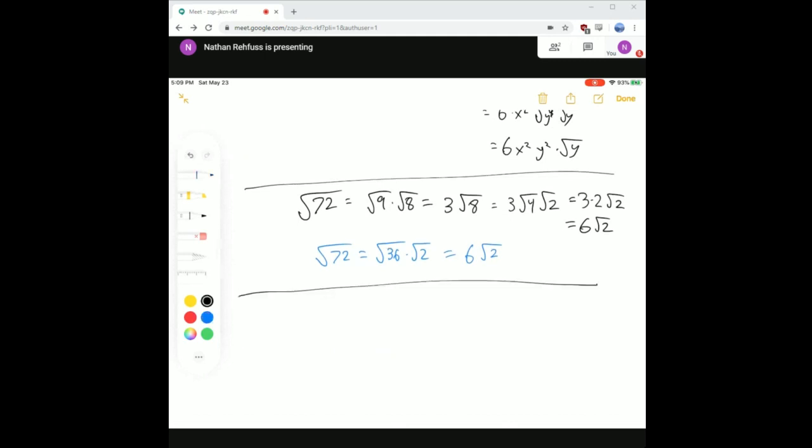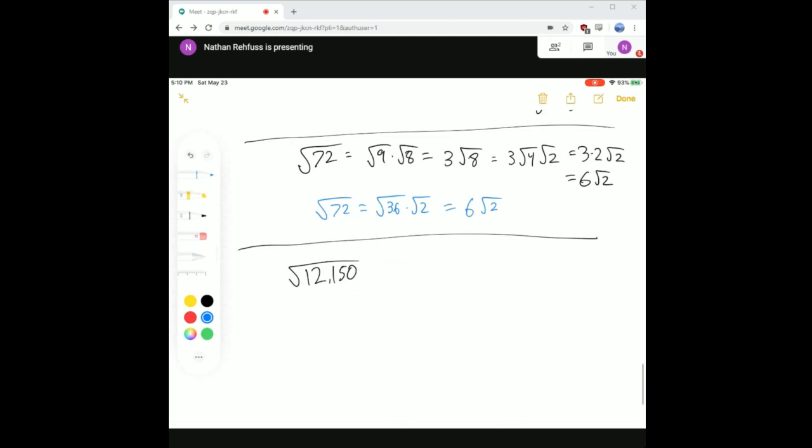Well, sometimes that can be dicey. So here's what we can do. If I ask you to simplify the square root of 12,150, that's nasty. What I'm going to do is factor this number to find out what kind of squares I can pull out. The number under the radical will be simplified when it doesn't contain any squares anymore.